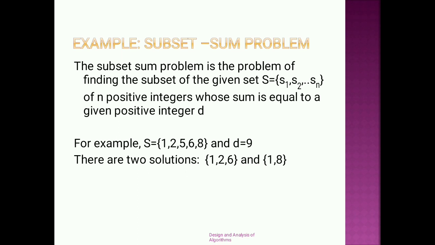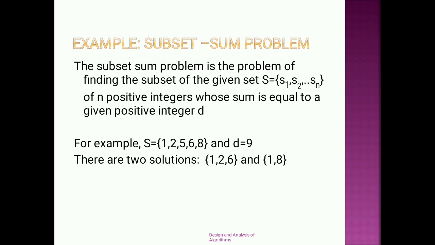The subset sum problem is the problem of finding a subset of a given set. The set S = {s1, s2, ..., sn} of n positive integers is given. We have to find a subset of this set in such a way that when you add the contents of the subset, the sum should be equal to the given positive integer d. So, we will be having two inputs here. One is the set S and also one positive integer.